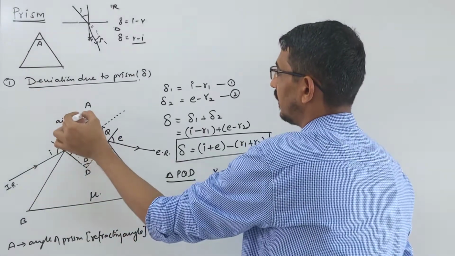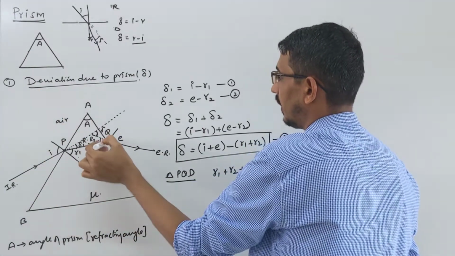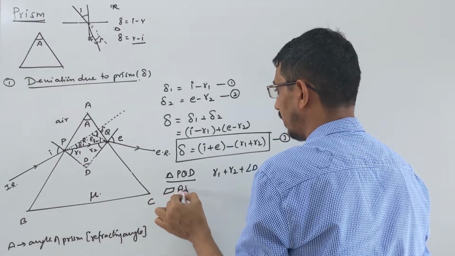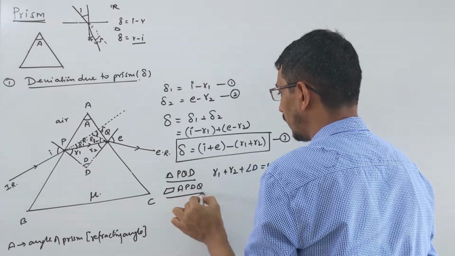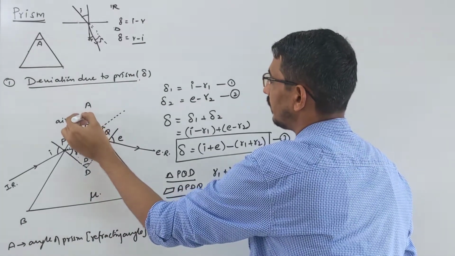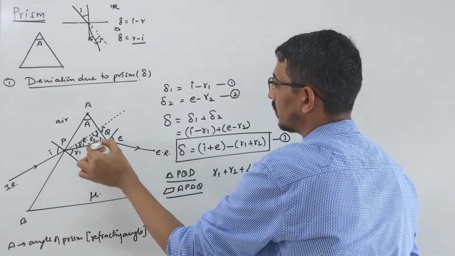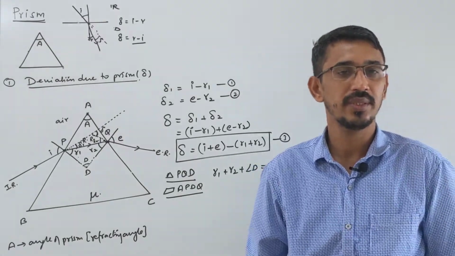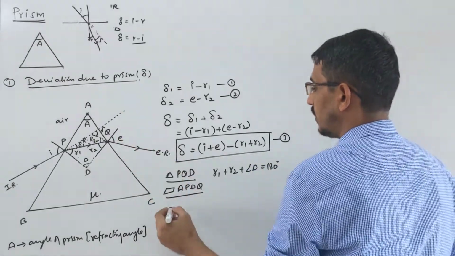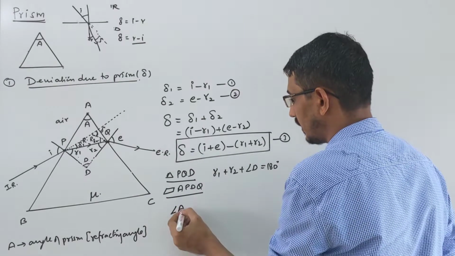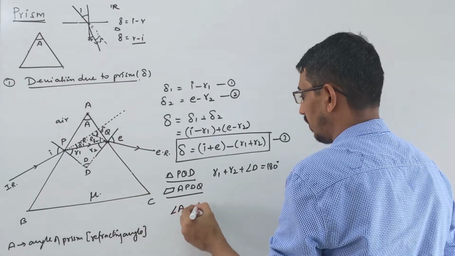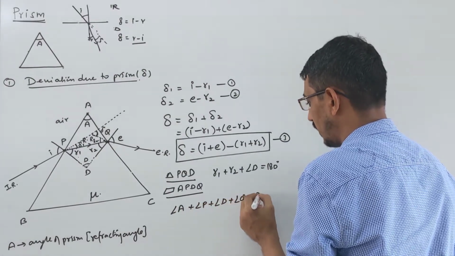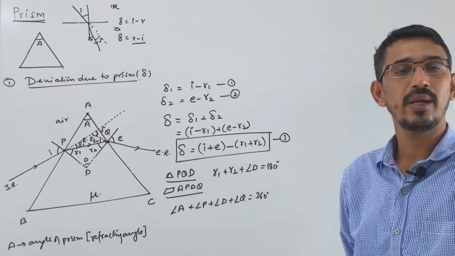Then there is a quadrilateral. Which quadrilateral? A, P, D and Q. Hope you can see it in the picture. This is point A, that's point P, that's point D and that's point Q. The sum of the four angles in a quadrilateral should be equal to 360 degrees. So let's write: the sum of angle A, angle P, angle D plus angle Q should be equal to 360 degrees. Now here we already know two angle values.